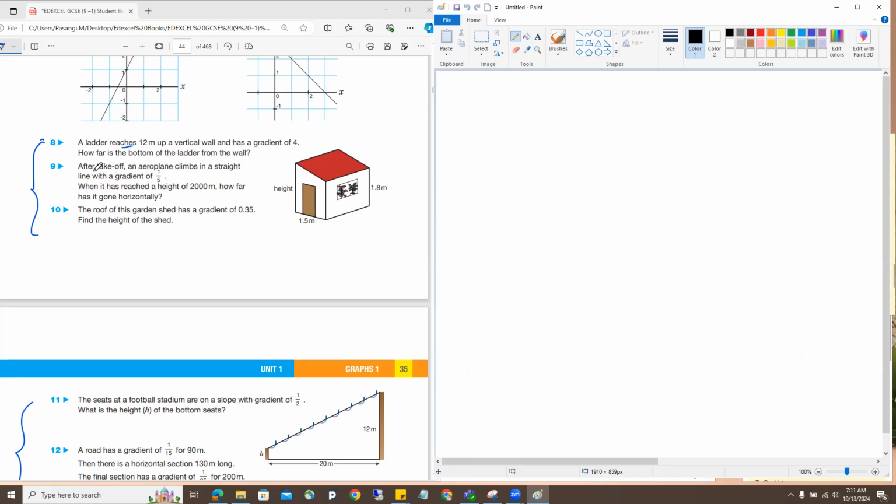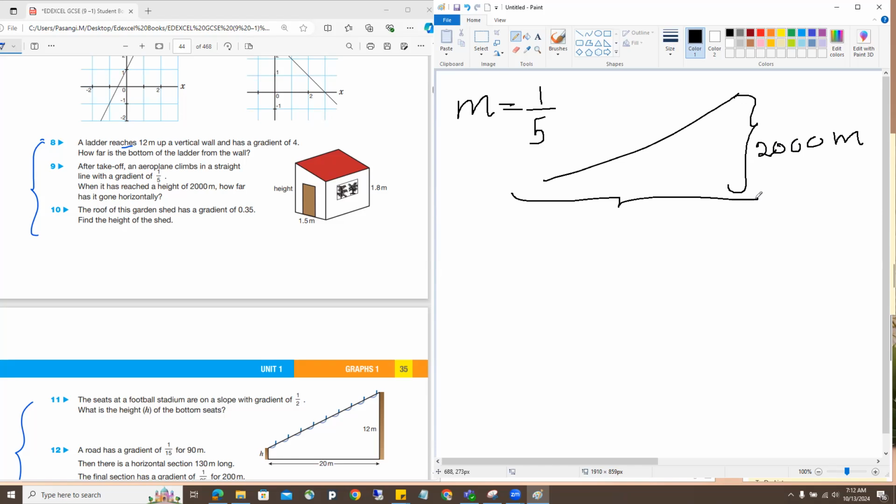Okay. After take off, an aeroplane climbs in a straight line with a gradient of 1 over 5. When it has reached a height of 2000 meters, how far has it gone horizontally?